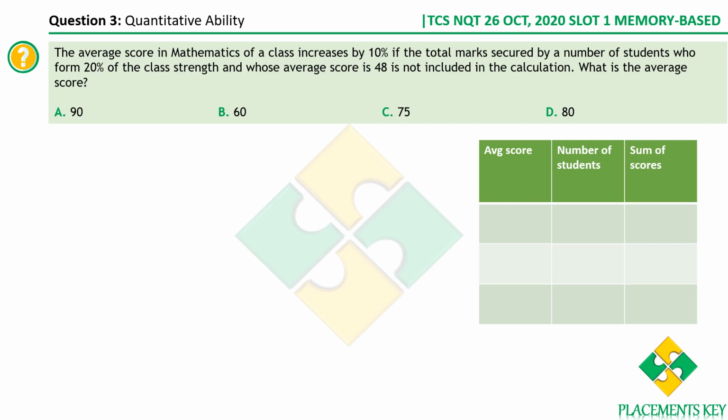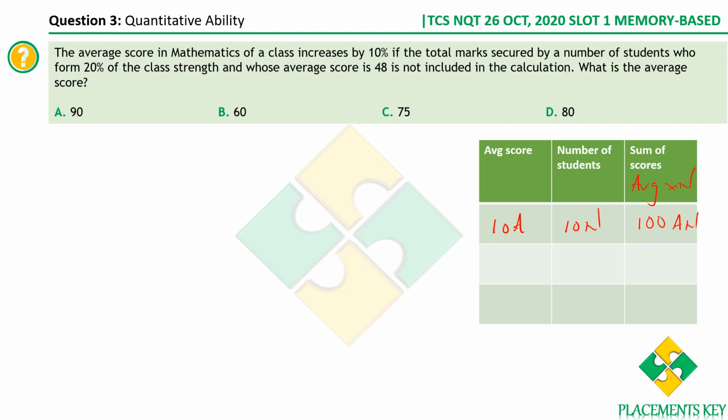Okay, so now let's assume that the actual average score is 10A, and let's assume there are 10N students, just for simplification. Now tell me, what is the sum of scores? We know sum is equal to average into n, which is 10A into 10N, which is 100AN. Till now it's clear, right?